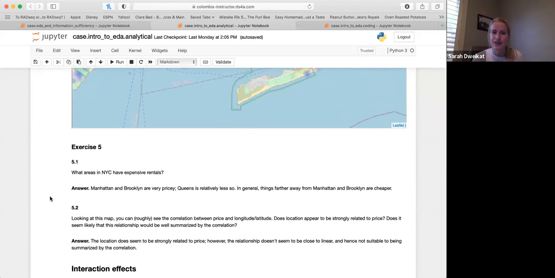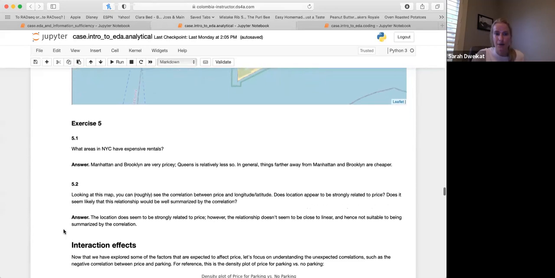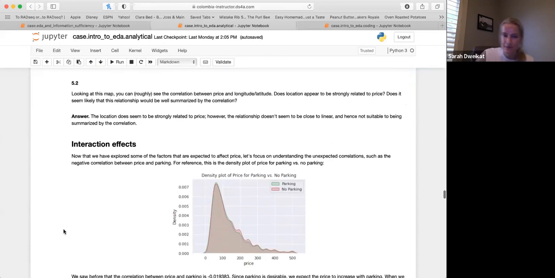So our correlation gave us a hint that maybe we should be looking at location. That's also why we only saw longitude correlated, but not latitude. That gave us a hint that we should look at location, but we don't really see a linear relationship here. Price is related to location, but not necessarily in a linear way. So it's not really summarized well by a correlation.